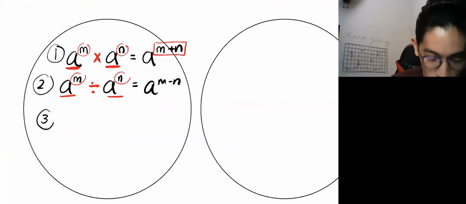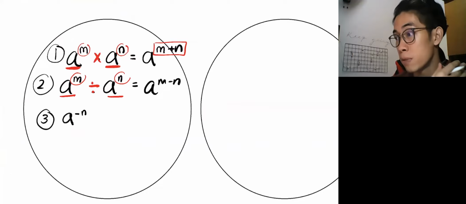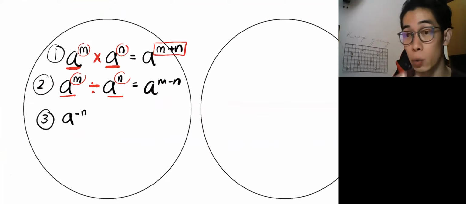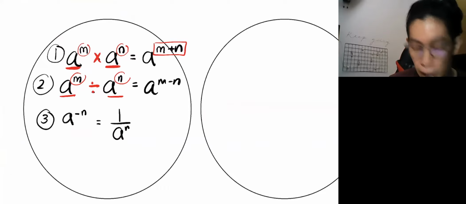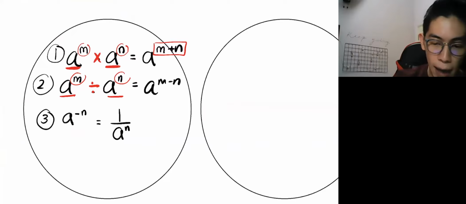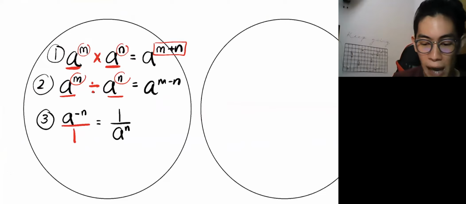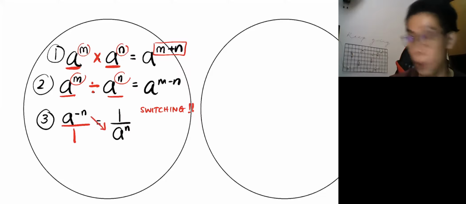Okay, the third one. A power -n, the third rule is the same thing just now. It's just that I convert it into the indices law. So this one equals 1 over a power n. Now, of course, just now I did say that this one is actually over 1, right? So the idea is about switching it. You switch the top to the bottom.